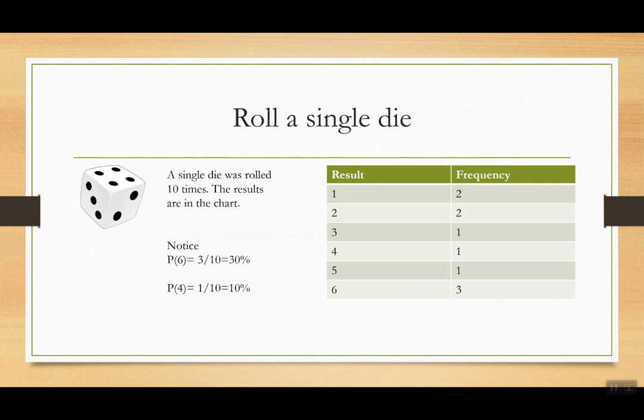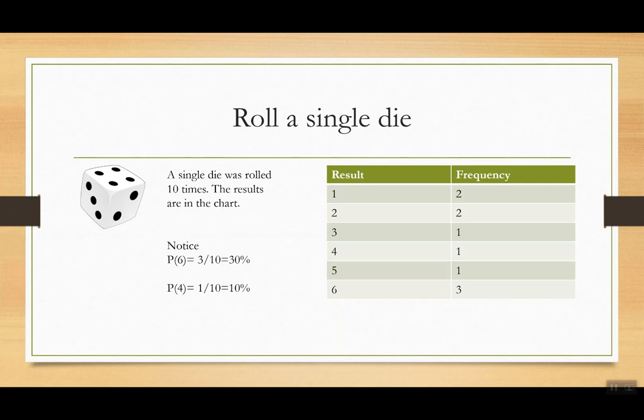So I said, well, what if I had rolled the die 10 times and I got this result? So I got a 1 twice, a 2 twice, a 3 one time, a 4 one time, a 5 one time, and a 6 3 times. I used a generator that came up with these results because I have it on my calculator, so it'll make this experiment for me.